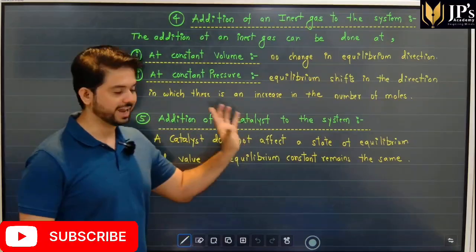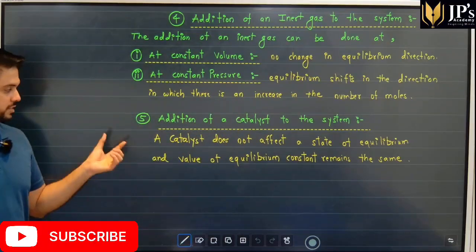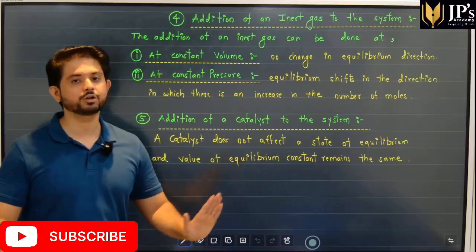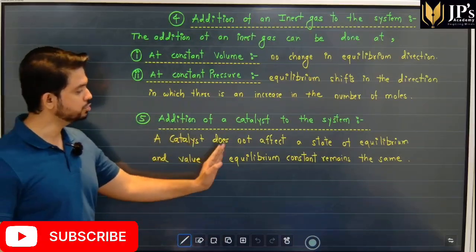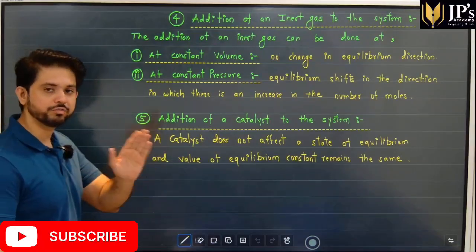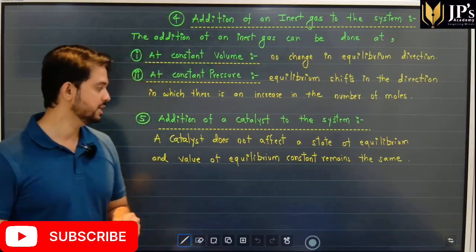Finally, addition of catalyst. An addition of catalyst to a particular system has no impact on equilibrium. A catalyst does not affect a state of equilibrium, and the value of equilibrium constant remains the same.